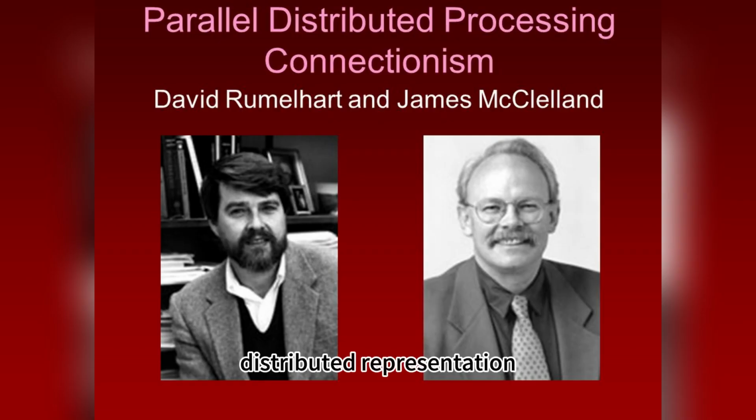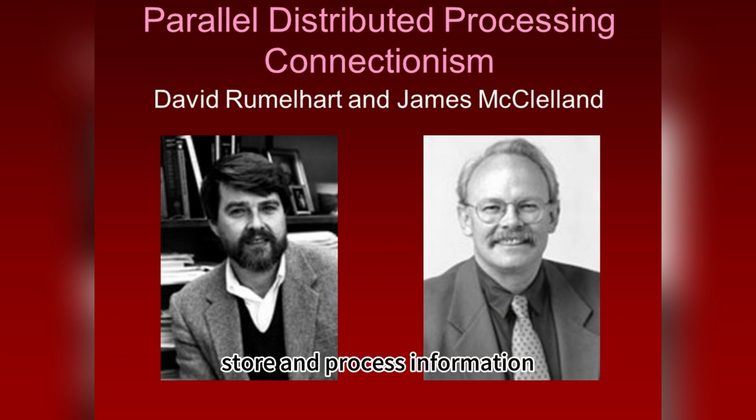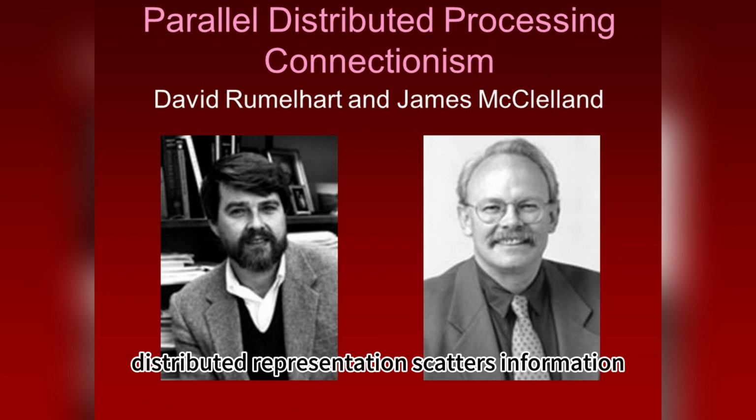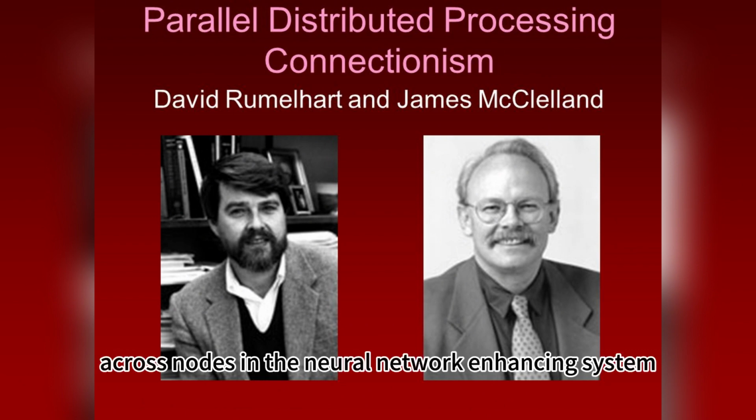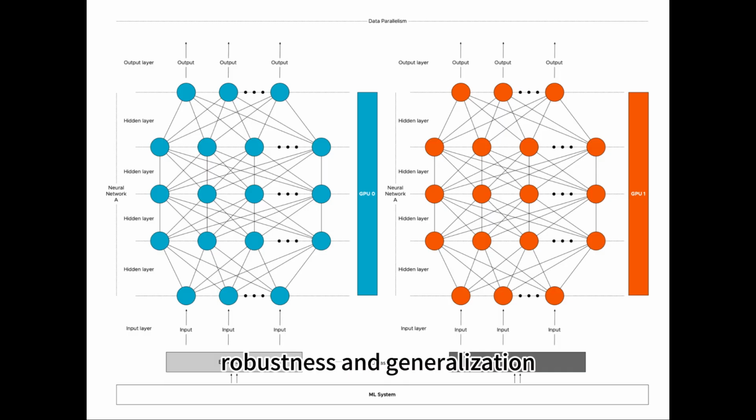3. Distributed representation. Connectionism advocates using distributed representation to store and process information. Unlike symbolic AI's centralized representation, distributed representation scatters information across nodes in the neural network, enhancing system robustness and generalization.